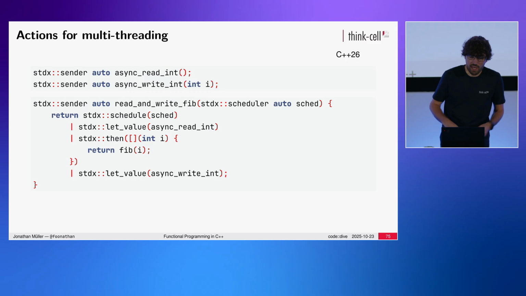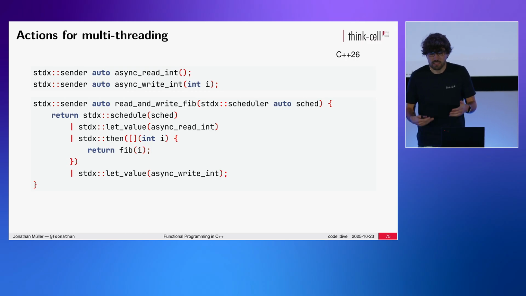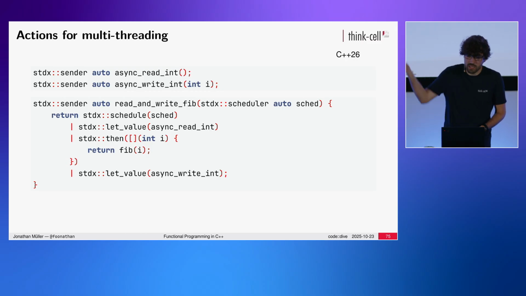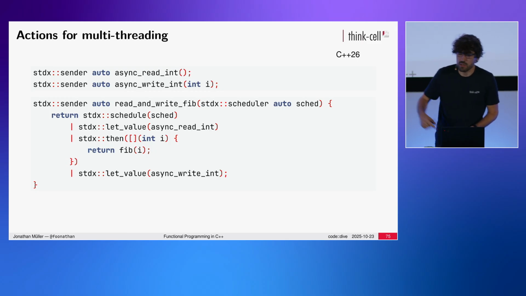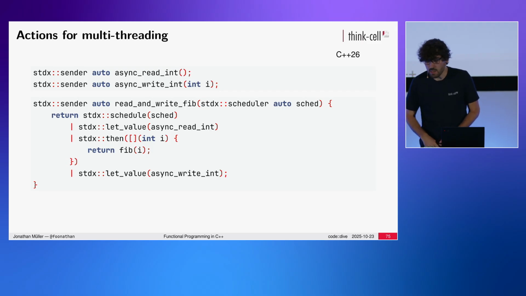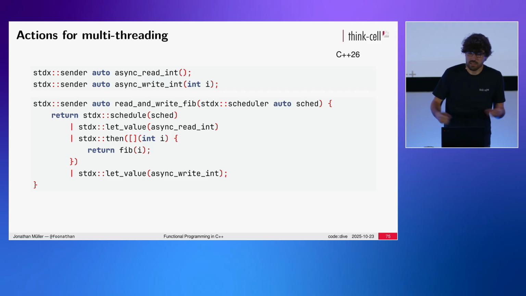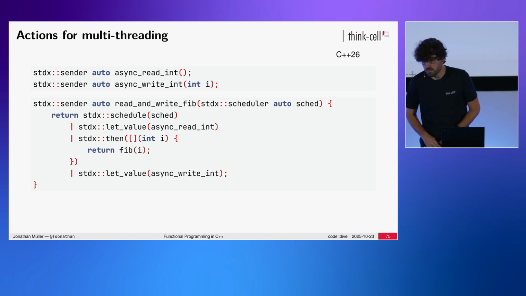You can also go ahead and mix them with I/O, right? So we take our async read and async write and back. And now this is a function that will, again, schedule itself on some thread pool. Once it's there, we're going to execute async read int. We get this int, we compute the Fibonacci number, and then we're going to write it out, right? And this is code that will do I/O on some thread pool, right?